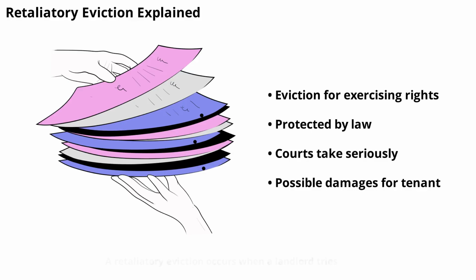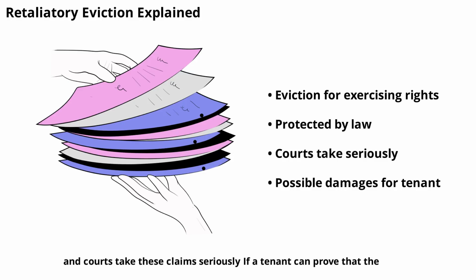A retaliatory eviction occurs when a landlord tries to evict a tenant for exercising their legal rights, such as complaining about unsafe conditions or reporting code violations. Laws in many areas protect tenants from this type of eviction, and courts take these claims seriously. If a tenant can prove that the eviction is in retaliation for protected activities, the court may dismiss the case or even award damages to the tenant. Understanding retaliatory eviction helps ensure that both parties act within the law.